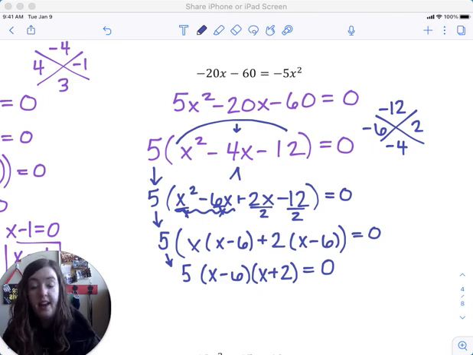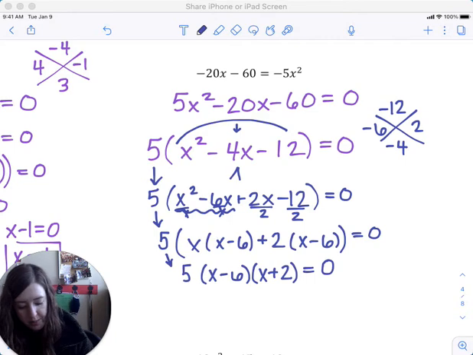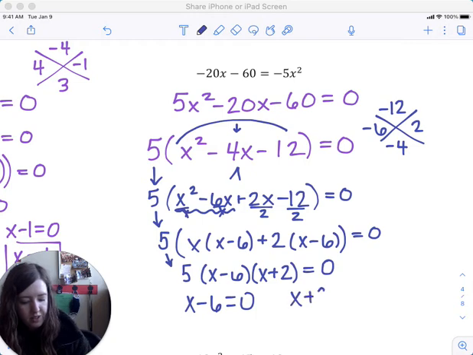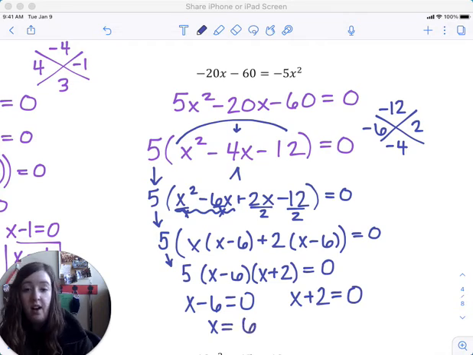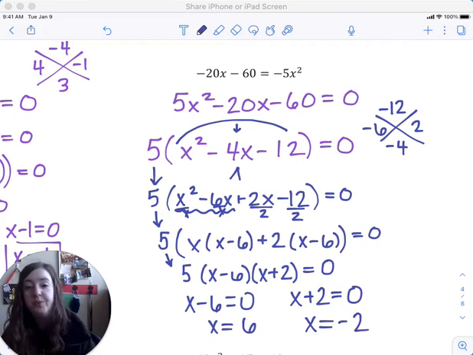So now that I have things multiplying together to equal 0, I'm going to use that zero product property. X minus 6 equals 0. And x plus 2 equals 0. Over here we'll add 6 to both sides, so x equals 6. On this one, we'll subtract 2 from both sides, so x equals negative 2.